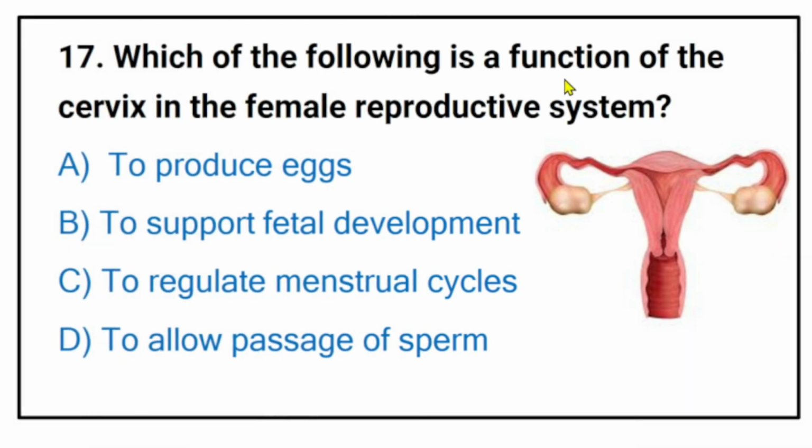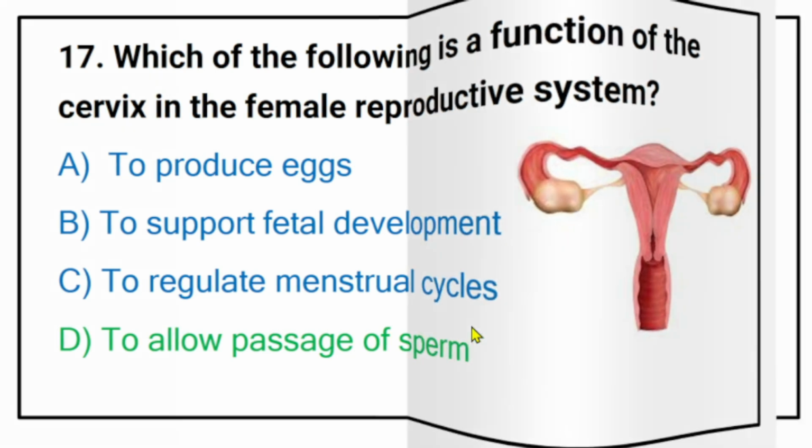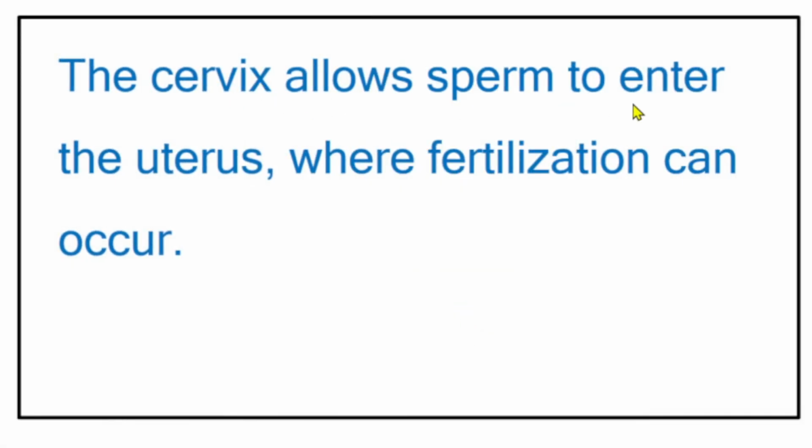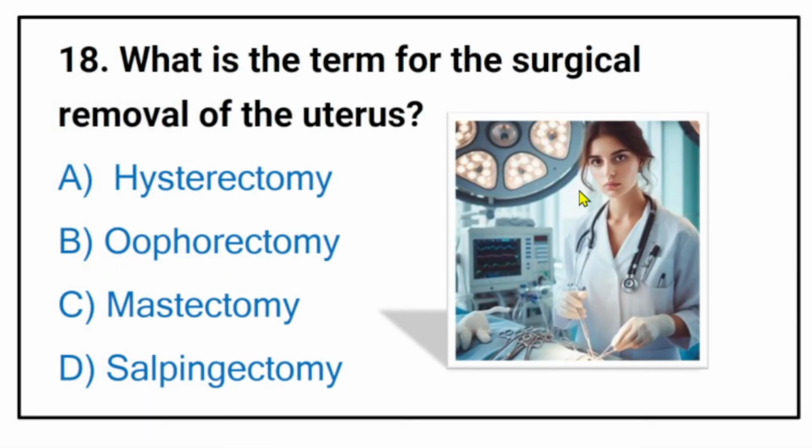17th question. Which of the following is a function of the cervix in the female reproductive system? To produce eggs, to support fetal development, to regulate menstrual cycles, to allow passage of sperm. Correct answer is to allow passage of sperm. That is the main function of the cervix. Cervix allows sperm to enter the uterus where fertilization can occur. So fertilization occurs at which part of the uterus? That is another question, so you can comment it below. That is a repeated question. That is why I asked.